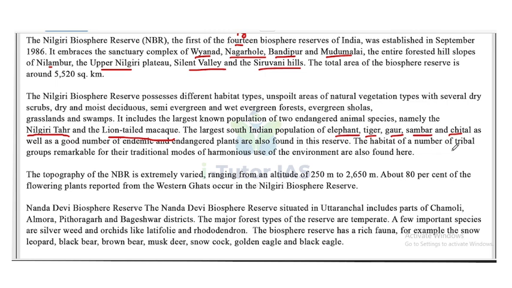The habitat of a number of tribal groups, remarkable for their traditional modes of harmonious use of the environment, is also found here. The topography of the NBR is extremely varied, ranging from an altitude of 250 meters to 2650 meters. About 80% of the flowering plants reported from the Western Ghats occur in the Nilgiri Biosphere Reserve. So that's about the Nilgiri Biosphere Reserve.